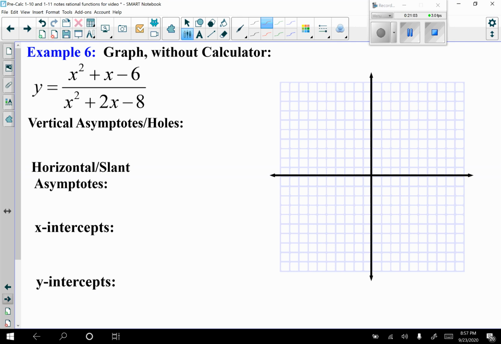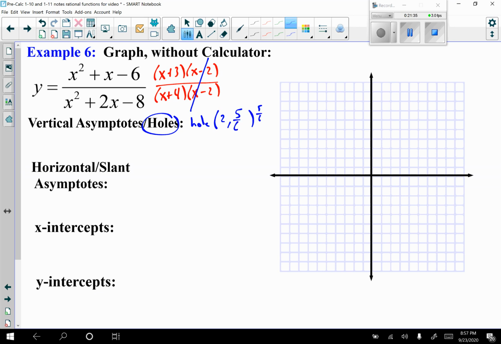All right, on this one, we've got polynomials here. It looks like we should factor. So the top is going to be (x plus 3)(x minus 2). On the bottom, we've got 8 and 2. That's going to be (x plus 4)(x minus 2). Hey, lucky for us, we cancel. The hole is at 2. And plug into what's left. 2 plus 3 over 2 plus 4, we get 5 over 6.